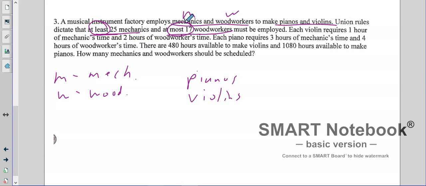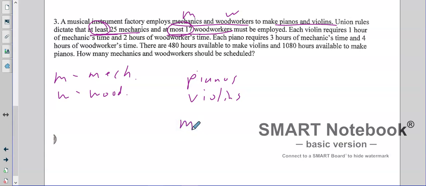So these are those special constraints I talked about, where we're not going to say x is greater than or equal to 0, y is greater than or equal to 0. These are our special ones. So I'm going to come down here and do those first. Not x, sorry. M, mechanics.